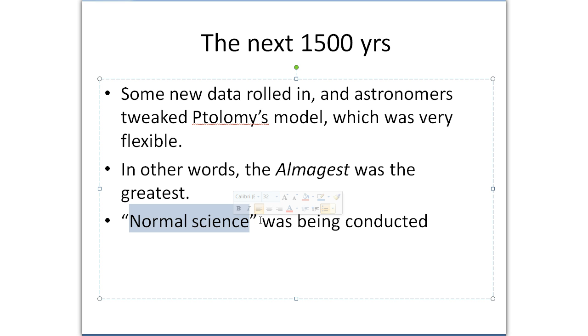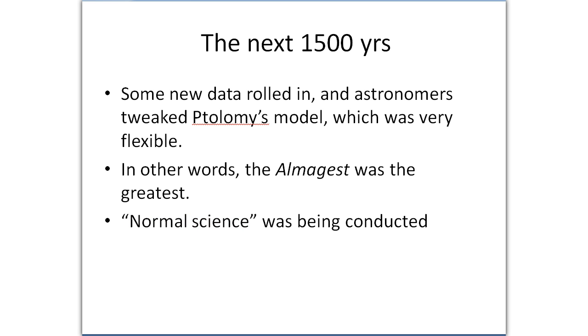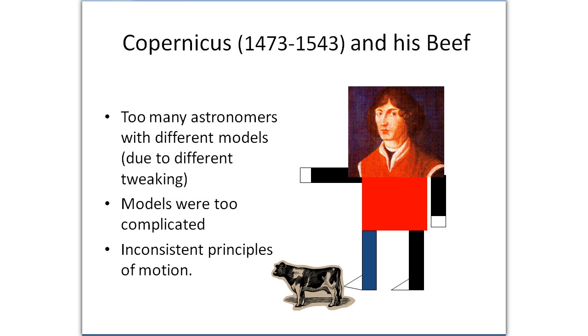And they work within the same system, within the same model, essentially, until you get to this point where there's an overwhelming amount of evidence to tell you that the model is not right. And we see this happen a lot in science, where we work within the model, we get to about as far as we can go, and then we kind of have to give up and start over. And after 1500 years, we finally got to that point. We had Copernicus and his beef.